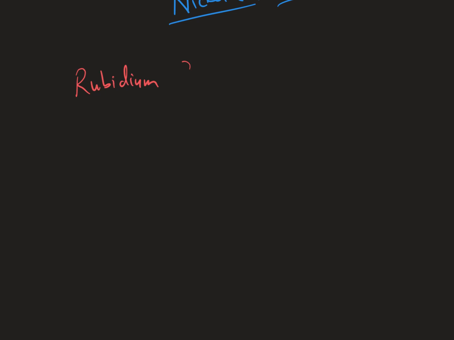Rubidium sulfide. Okay? Writing the chemical formula, what do we write first? The cation or the anion? Cation. We always do the cation first. And it's rubidium. Is this a metal or a non-metal? It's a metal, good. That's how we know it's an ionic compound.